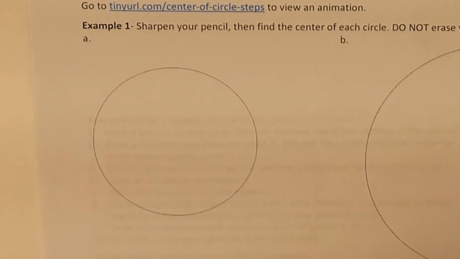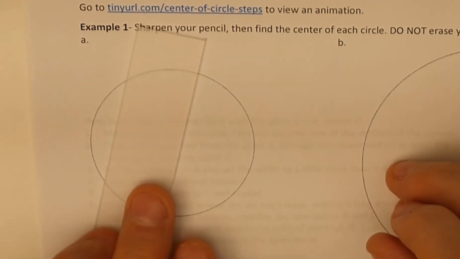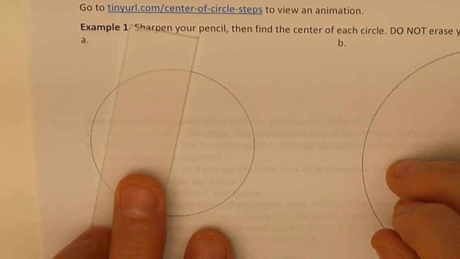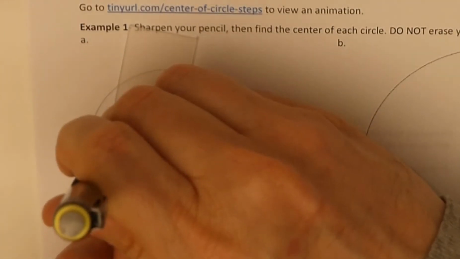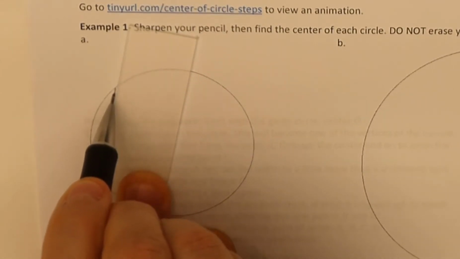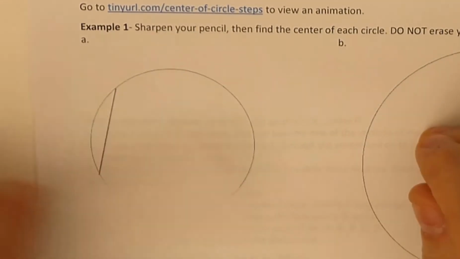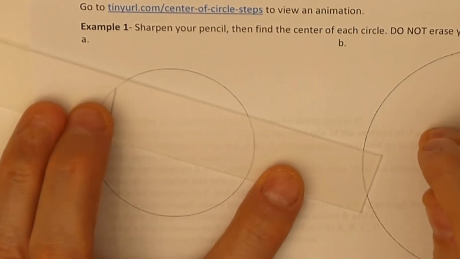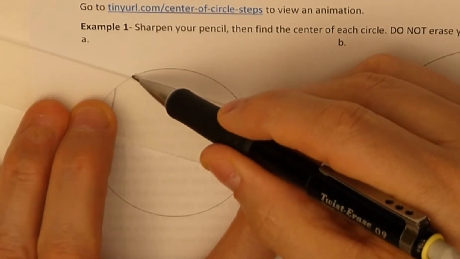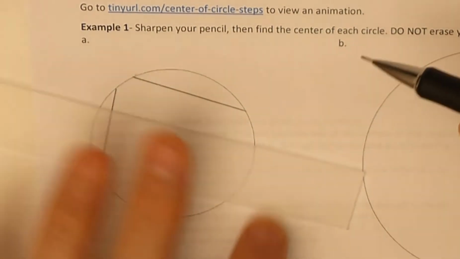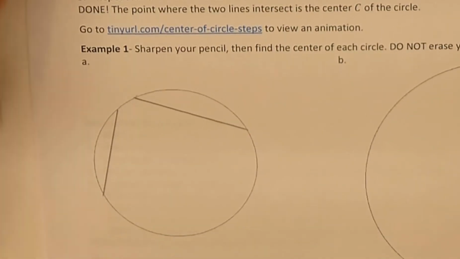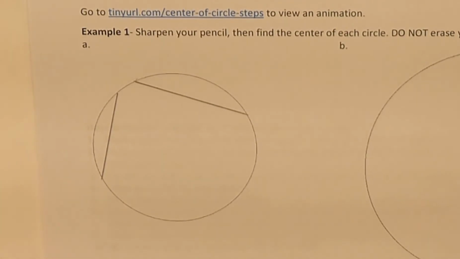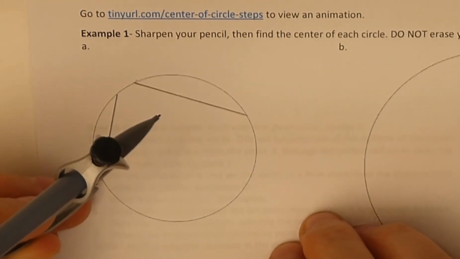So as you saw in the video, the first thing we're going to do is draw 2 chords. Any chords are going to work, but we don't want them to be parallel. So I'm going to draw one over here, from this side to this side, and then I'll do another one over here, about like that. The closer they get to parallel, the harder it is. Then we're going to come back and draw the perpendicular bisector for one of the chords. We'll do this one at a time.